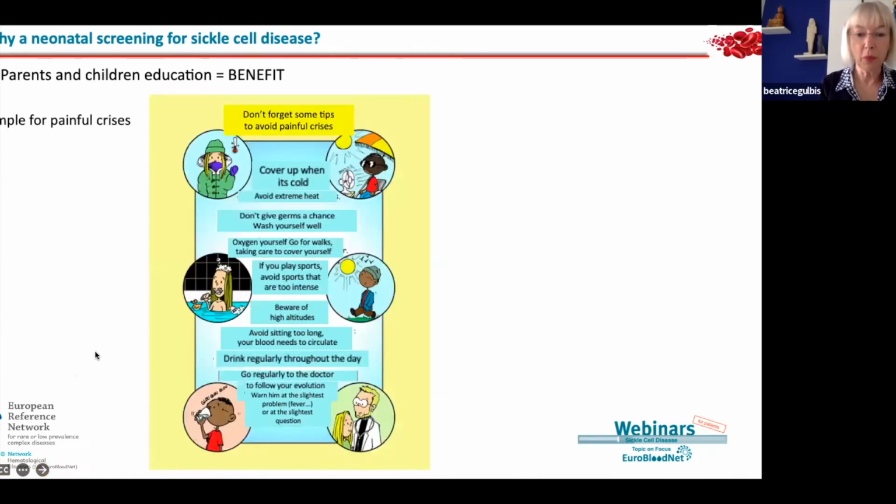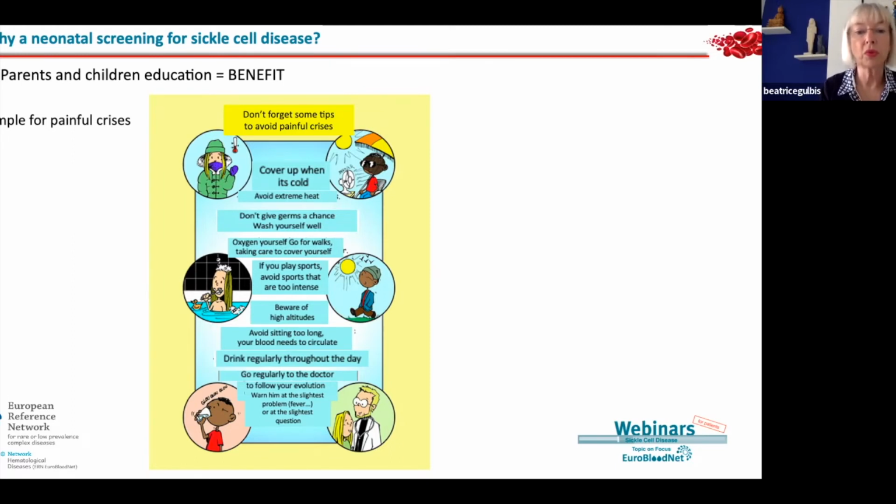So this is an example through a cartoon. You can give all the recommendations to decrease the painful crisis. Of course, you can give it to the child, but first of all, in the beginning, you will give it to the parents. And here it's, don't forget some tips to avoid the painful crisis, like to cover up when it's cold, to avoid extreme heat, to not give germs a chance, wash yourself well. You have to oxygenate yourselves and go for walks, taking care to cover yourself.